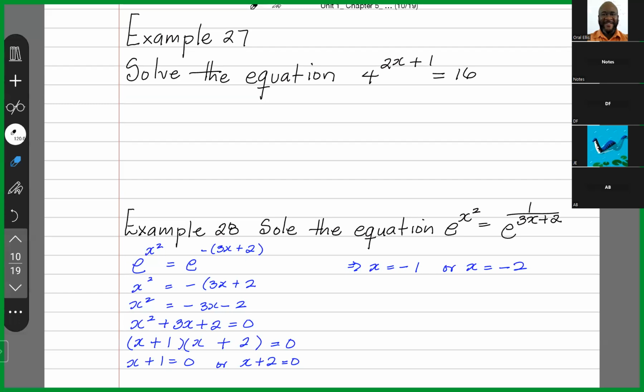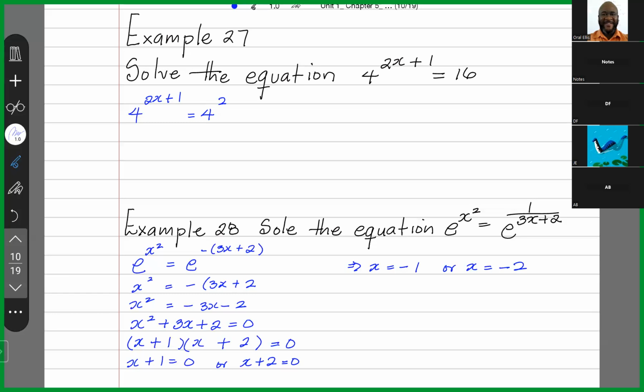All right, so we looked at example 28. Now let's have a look at example 27. Now, 4 to the 2x plus 1 is equal to 16, which is the same as saying 4 to the 2x plus 1 is equal to 4 squared, because 16 is 4 squared.